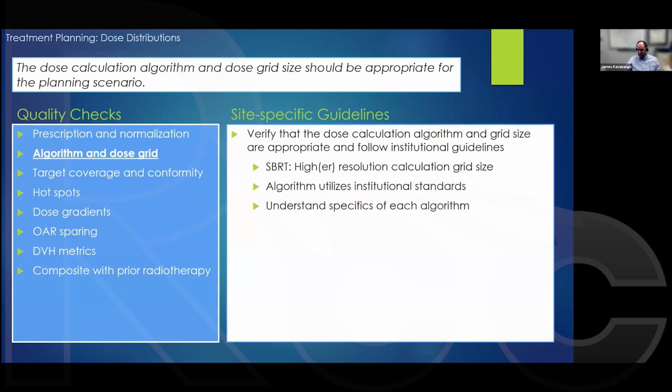And then, understanding the specifics of each algorithm is not within the scope of this talk. You could have a whole lecture series on the algorithms themselves and which one does what. But as a physicist, it is inherently our job to understand those algorithms and what the consequences could be of one versus the other when we're in the treatment planning world.